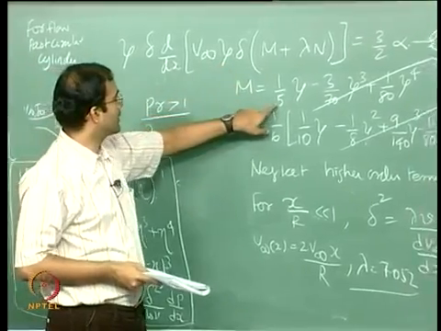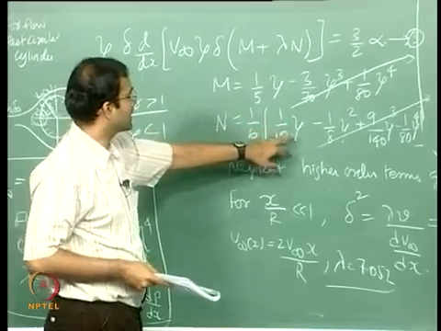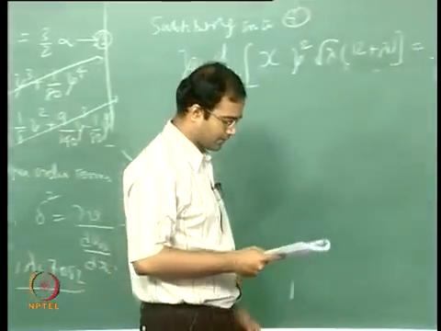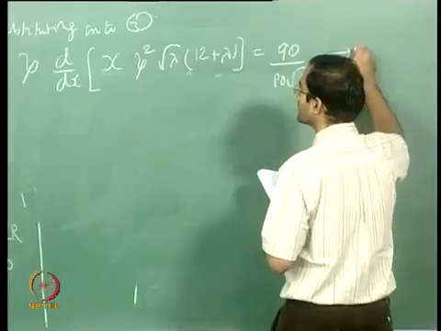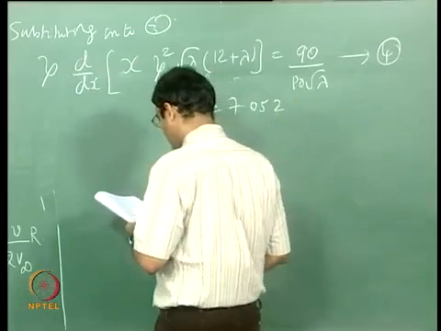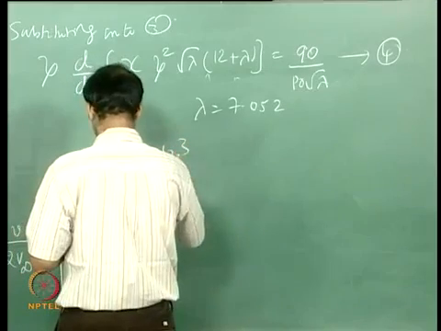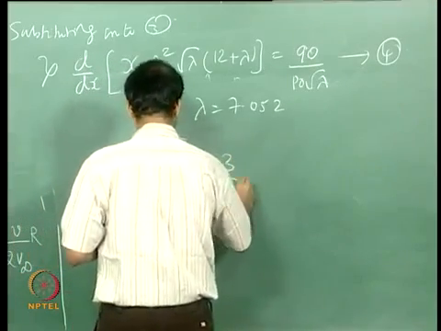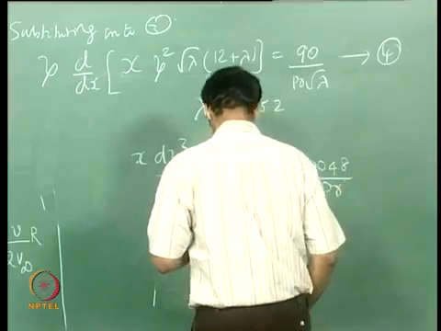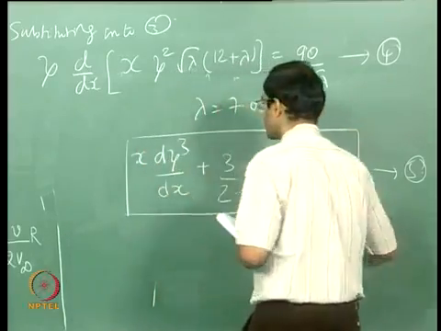So this will be 1 by 5 zeta plus 1 by 60 into zeta into lambda. If you take the zeta term out, that will be zeta square here, and you substitute for delta with the expression that we have, so everything will be reduced to this particular form. Let us call this 4. Now for lambda equal to 7.052, this gets even more simplified, and you can expand this differential equation as x d zeta cube by dx plus 3 by 2 zeta cube equals 1.0048 by Prandtl number. So this is my final expression, the ODE in terms of zeta.